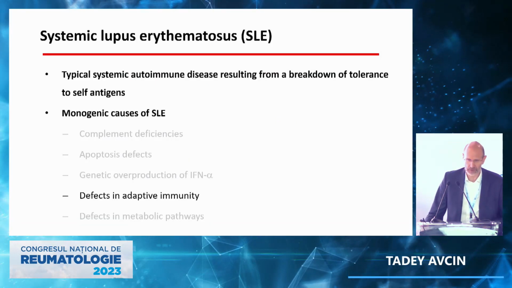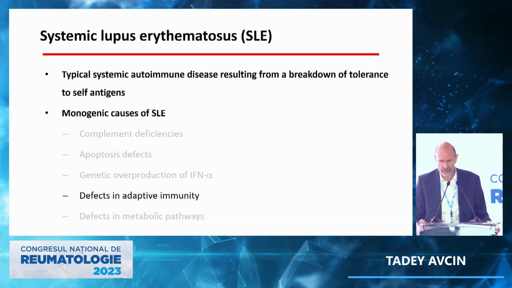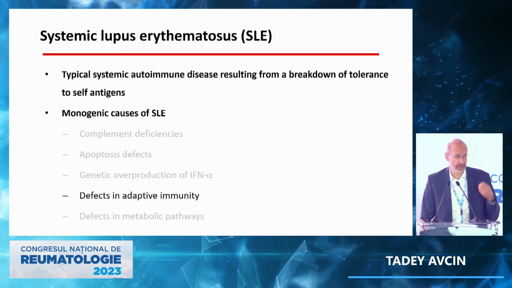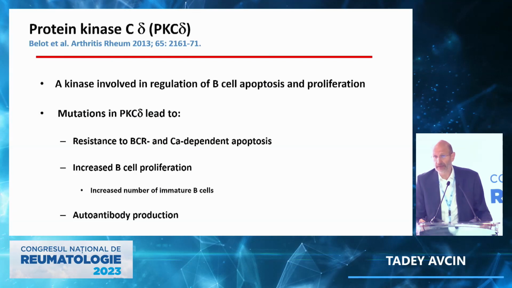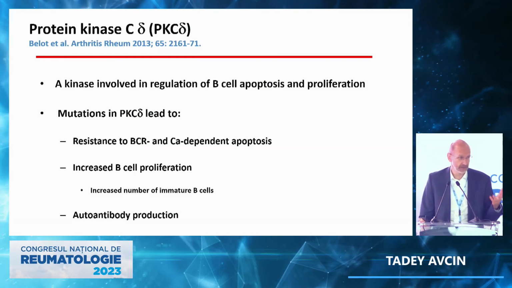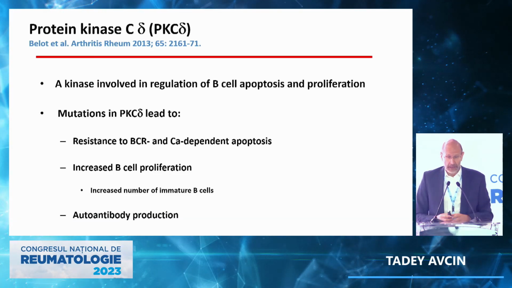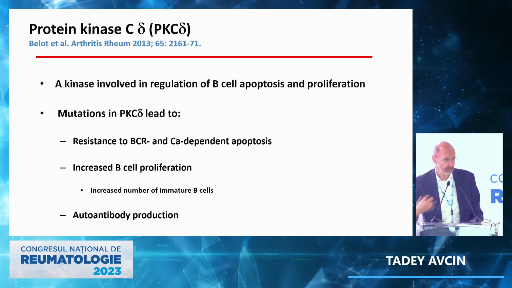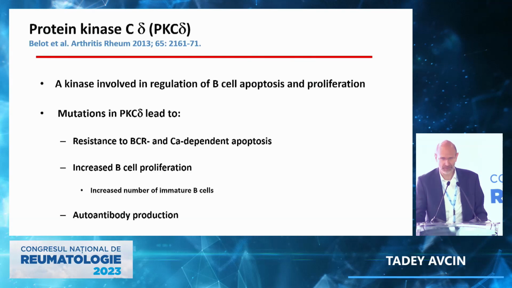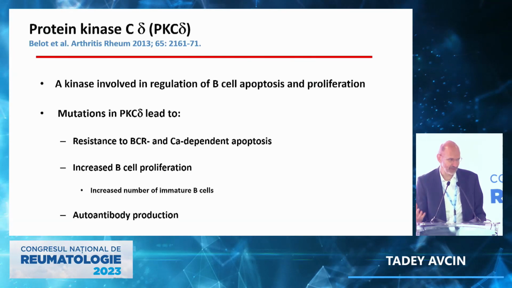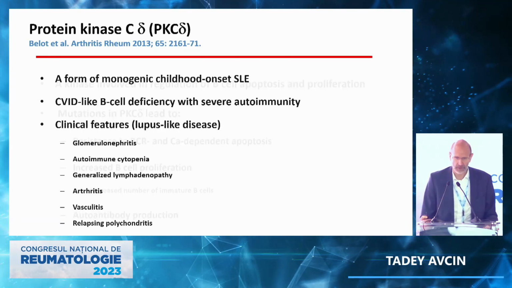I do not have time to go deeper, but I would like to present also the last mechanism that I would like to share with you as a cause of monogenic SLE, which is a defect in adaptive immunity. It is protein kinase C delta deficiency. This is a kinase that is involved in B-cell apoptosis and proliferation. And if you have a defect in this kinase, the B cells will proliferate. The thing is that not only functioning B cells will proliferate, but autoreactive B cells will proliferate. And of course, this would lead to autoantibody production.